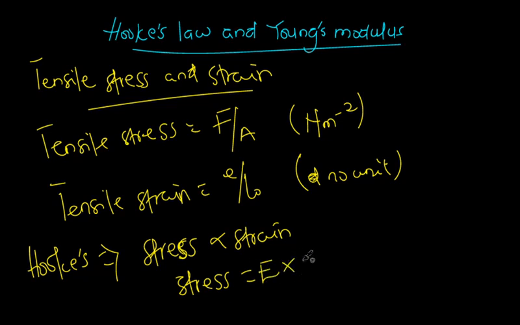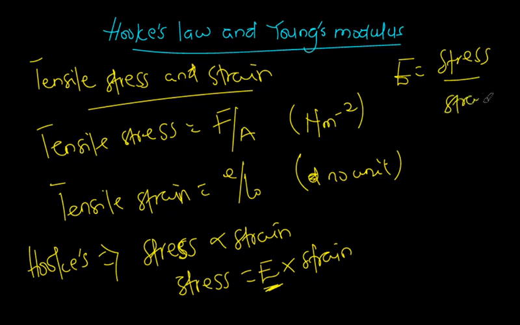constant E times strain. And then the constant E over here is what we are calling the Young's modulus of elasticity. Okay, so simply the Young's modulus E, if we make E the subject from here, we can see we will have stress over strain. So Young's modulus is simply the ratio of the tensile stress to the tensile strain of an elastic material. That is what Young's modulus is.